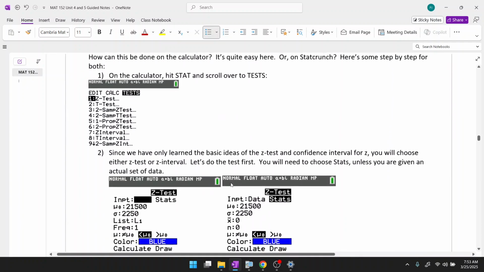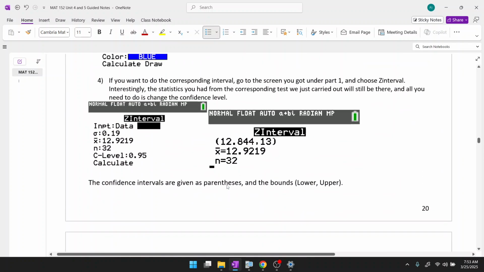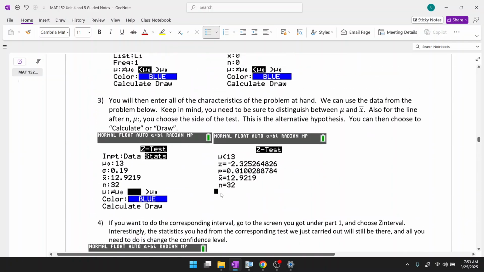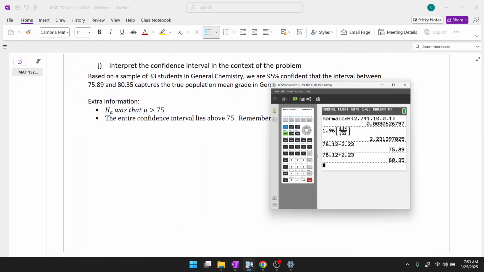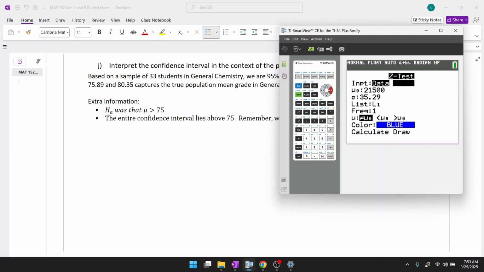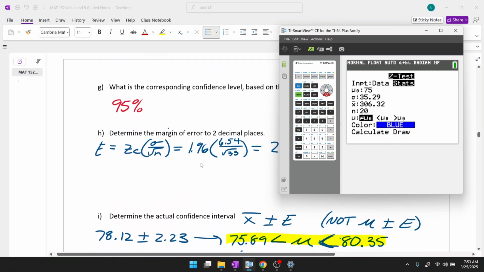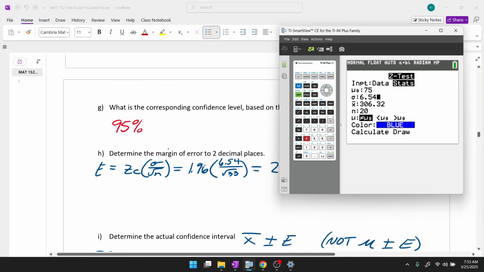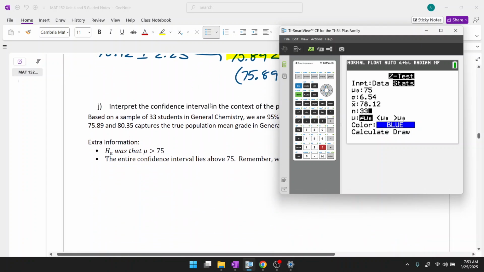Now, if you go to the next page, it explains how to do the testing and intervals in your calculator and on StatCrunch. So I'm going to go to a z-test here. Now we're going to input stats, and we're going to use 75 here. Now our population standard deviation was 6.54. Our sample mean was 78.12. And our sample size was 33. Now, in addition to that, our alternative hypothesis, if you remember, was greater than.